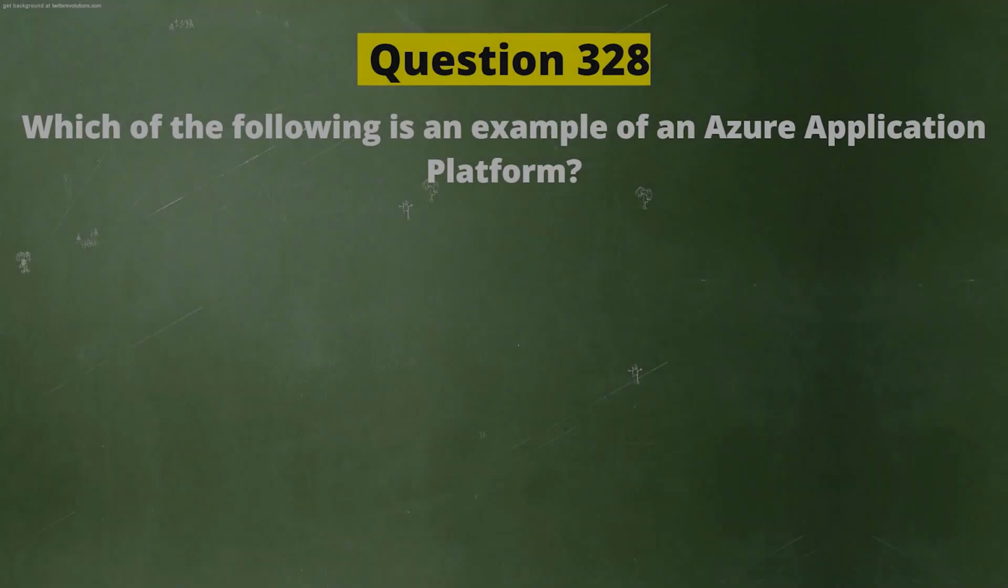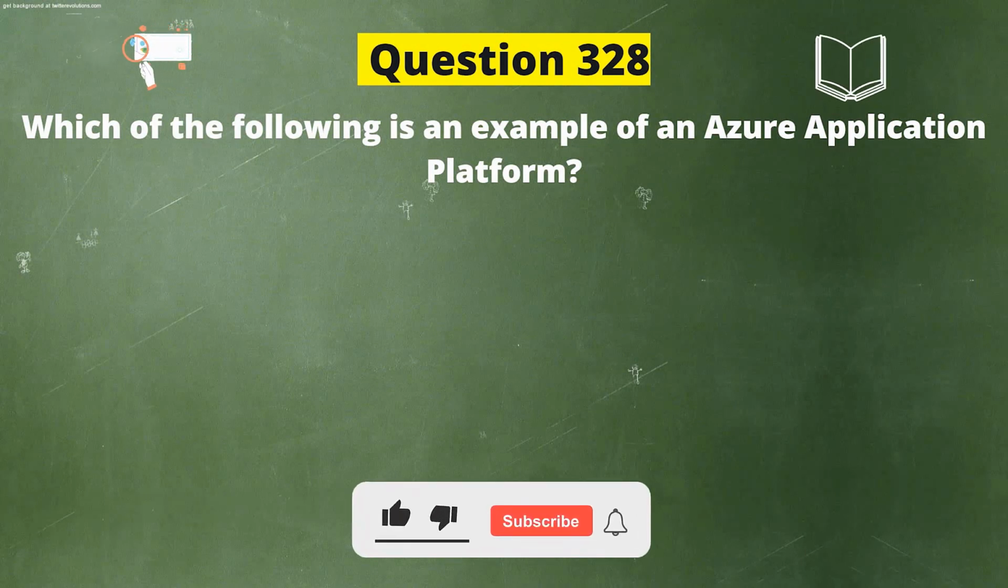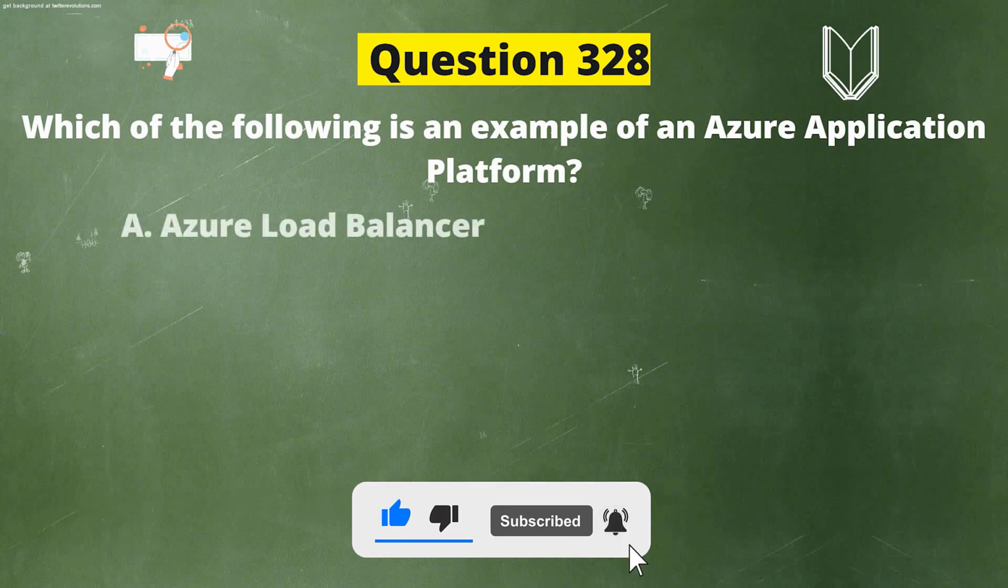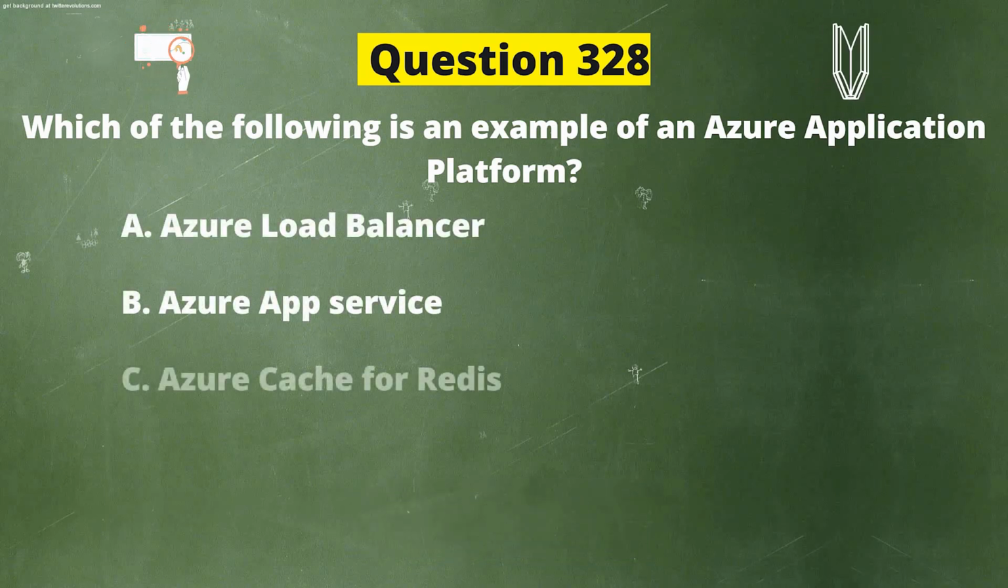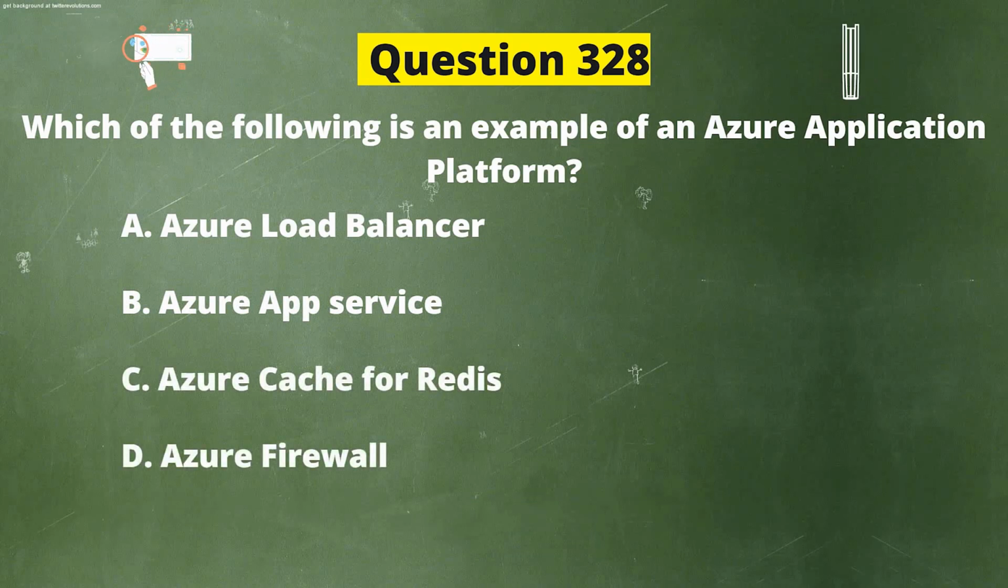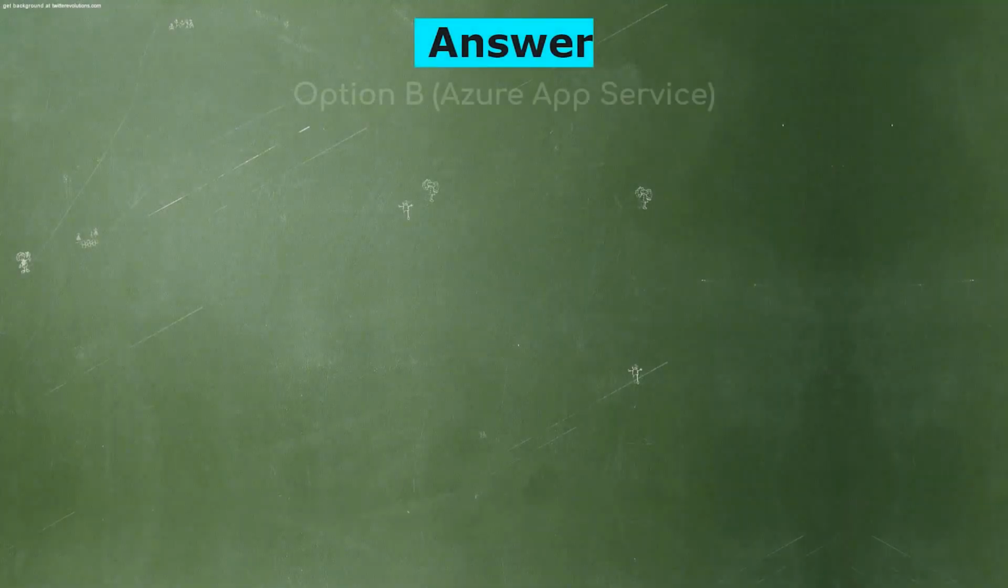Next question. Which of the following is an example of an Azure application platform? And the options are A. Azure Load Balancer, B. Azure App Service, C. Azure Cache for Redis, D. Azure Firewall, E. Azure DNS. And the correct answer is option B.